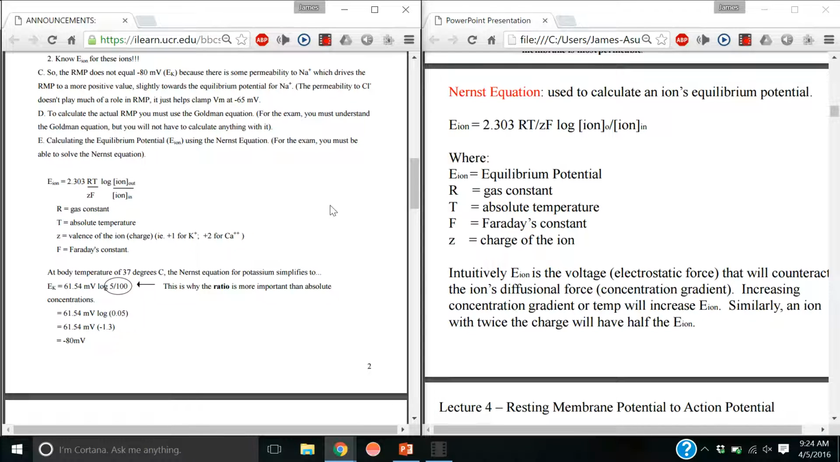And then increasing the concentration gradient or temperature will increase the equilibrium potential, right? So these are constant. As the concentration gradient changes or the temperature changes, that will change the equilibrium potential. And similarly, ions with twice the charge will have half the equilibrium potential, right? The value of the charge of the ion. So think about that divalent cation, calcium, versus a monovalent cation.